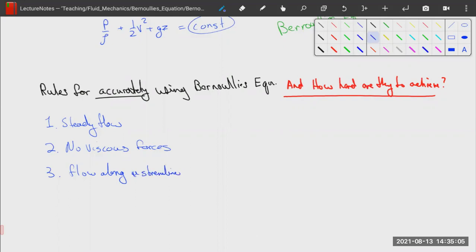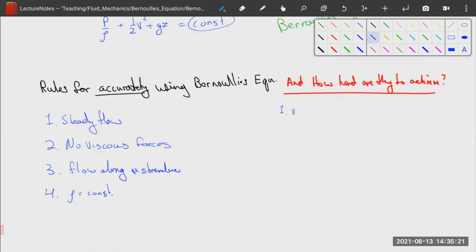And typically that means that it cannot cross fluid boundaries, is the main consequence of that. And then four, density has to equal a constant, right? So let's talk about how hard these are to achieve. One, it's actually pretty hard. It's not very common.